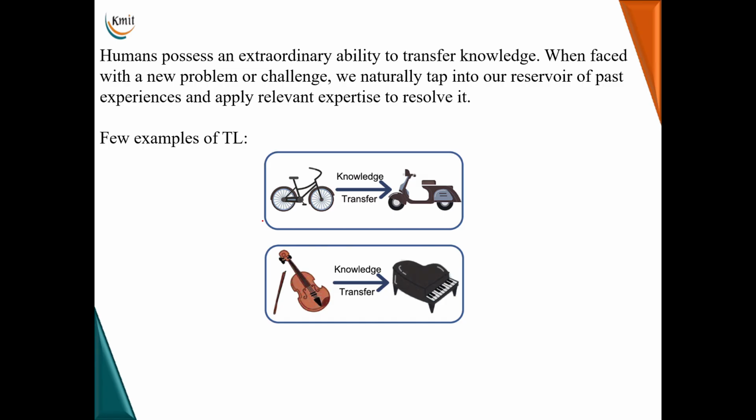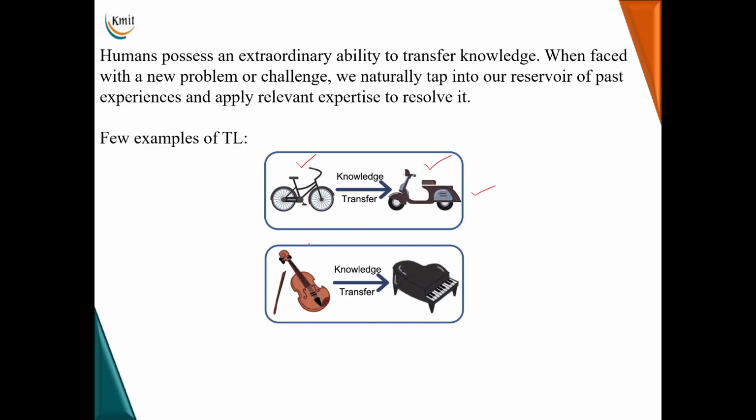Humans possess an extraordinary ability to transfer knowledge. When humans are faced with new challenges or new problems, they try to dig up past experiences and apply relevant expertise to resolve those challenges and problems. For example, look at the figure here. If you know how to ride a bicycle and want to learn to ride a motorbike, your experience with the bicycle will help you handle tasks like balancing and steering, which will make the learning process smoother and even faster.